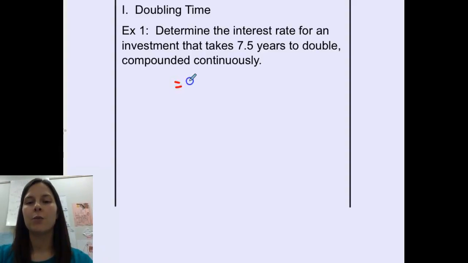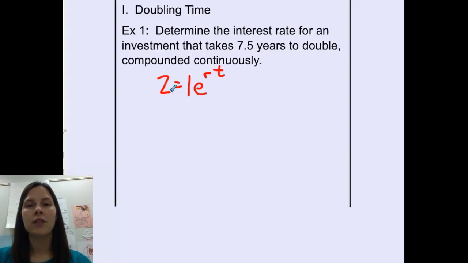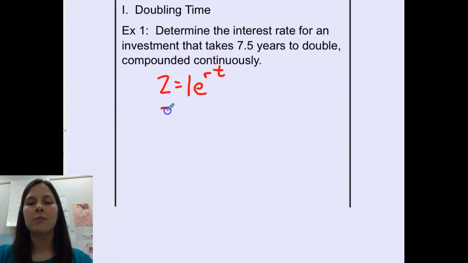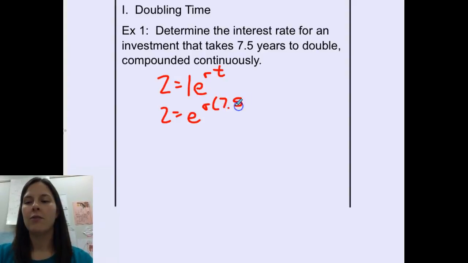Think about it this way. If you invest $1 compounded continuously, so that's the e^(rt) formula, it will equal, after it's doubled, 2. No matter what you choose for your initial amount, your first step to solving this equation will be dividing by that initial amount, which will get you 2 in either case. So I'm going to substitute that time for 7.5.